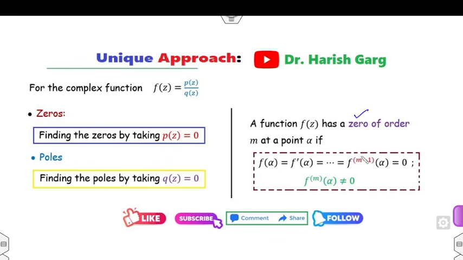A function is said to be of order m at the point alpha if the mth derivative is non-zero while all its preceding derivatives are zero. That means if I say f of z at z equal to 1 has order 2, what does it mean? It means the second derivative at the point 1 is non-zero, while the first derivative at the point 1 is 0 and the function itself at the point 1 is 0.